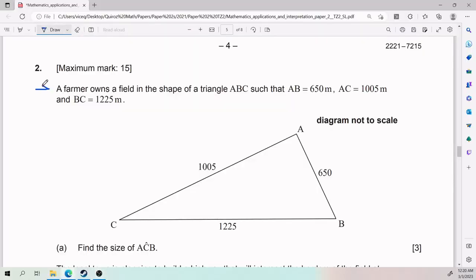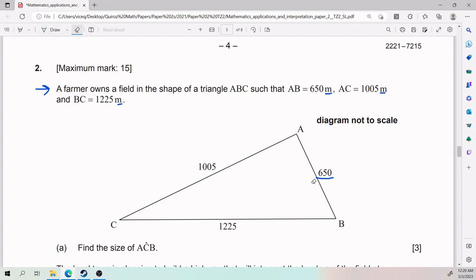All right, for this second one, we have that a farmer owns a field in the shape of a triangle ABC, such that AB right here is 650, AC is 1005, and BC is 1225. All of these are in meters, so be careful with your units.